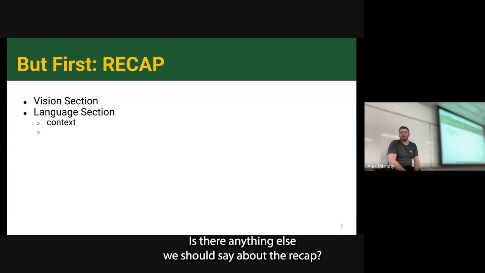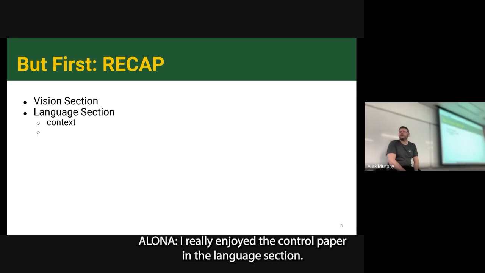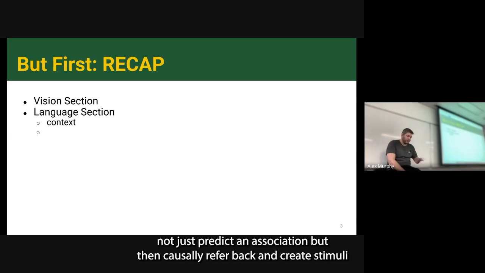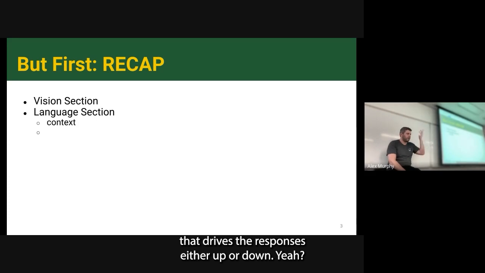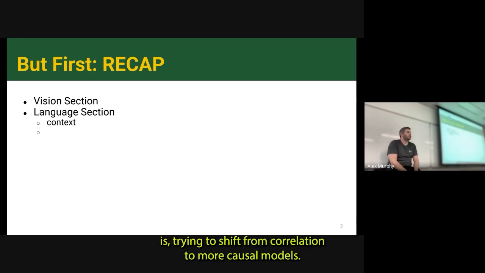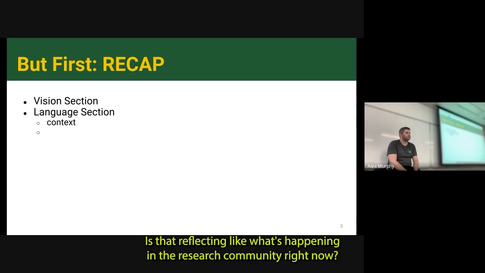But okay, is there anything else we should really say about the recap? Or I guess I really enjoyed the control papers in the language. Yes. So the two papers that Laura presented, in terms of actually being able to use a model to directly, not just predict an association, but then causally refer back and create stimuli that would drive the responses either up or down. Yeah. It seems like in this class that's what the general trend is so far, trying to shift from correlation to more causal models, causation. Is that reflecting what's happening in the research community right now in this field?